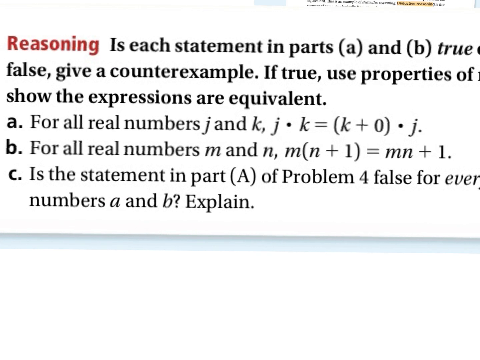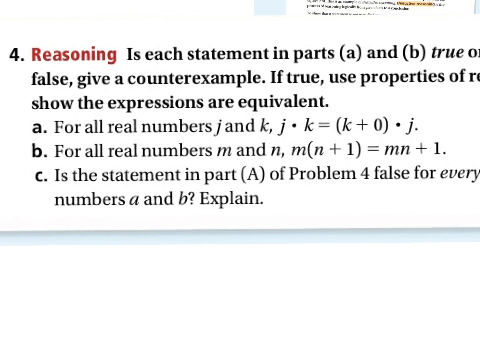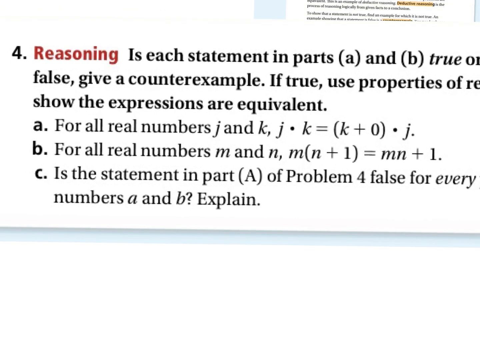One thing you can do on these sometimes is try and simplify them. So for part A, if you look over on the right side, we've got k plus 0. K plus 0, that's not changing anything. K plus 0 is still k, so that would be k times j. The other side we have j times k. It's just a different order. We're just multiplying the same numbers together, so that would be true.